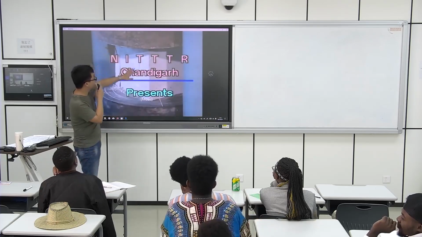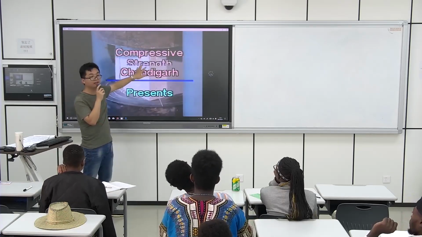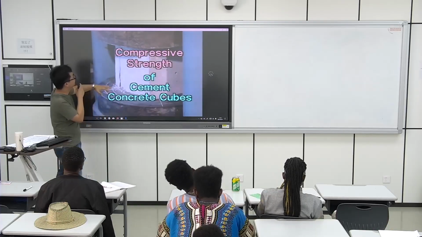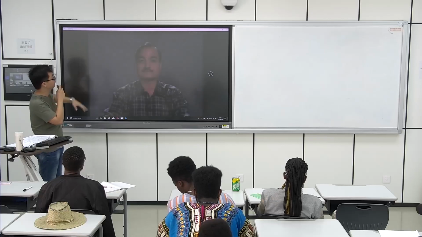This is the machine. We use the standard specimen under this machine to get the compressive strength.